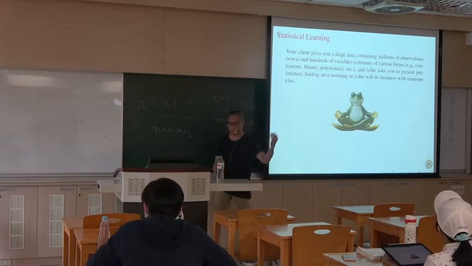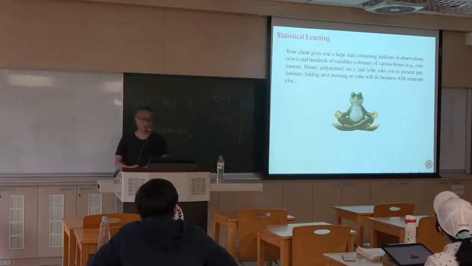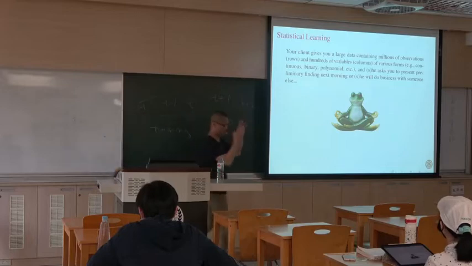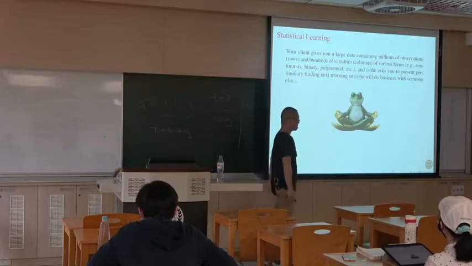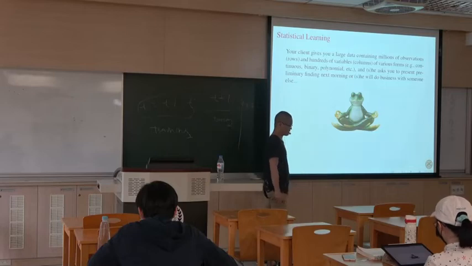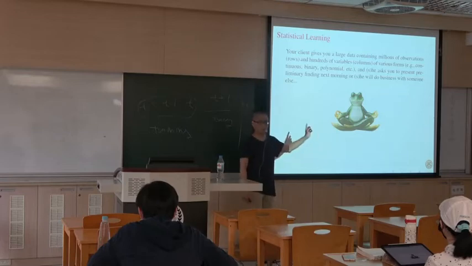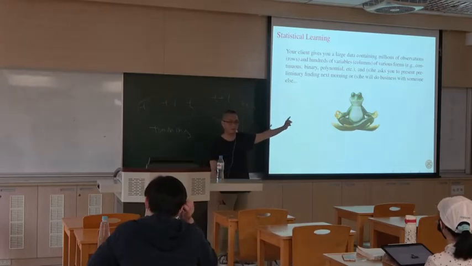So for example, this could be you. Your client gives you a bunch of data that contains millions of observations. Try to think about this question in terms of data structure. The number of observations is the rows, the row vector in your data frame.